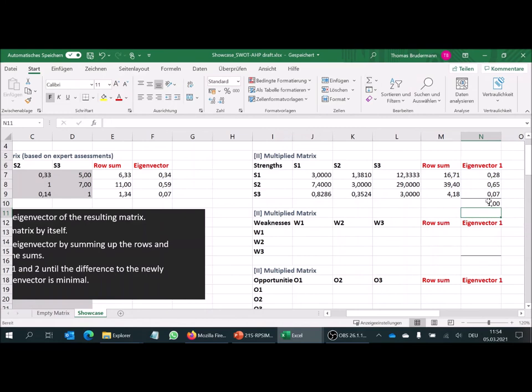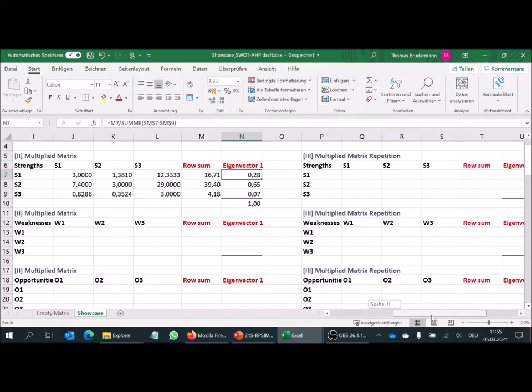Okay, and now we said this is being done until the difference between the newly calculated eigenvectors is minimal. And now the difference between the two eigenvectors is not at all minimal, so it's 0.06 for the first two factors. And this matrix multiplication is basically balancing out a few inconsistencies in your judgments. And as you remember, there was a certain degree of inconsistency in our judgments with this consistency ratio of 14.5%. So basically this operation is balancing out these inconsistencies.